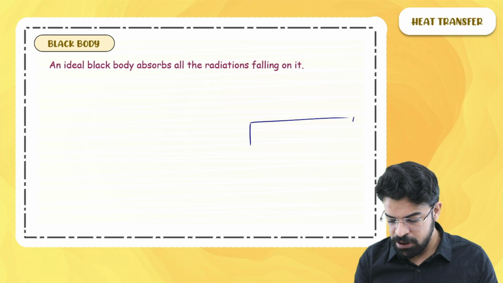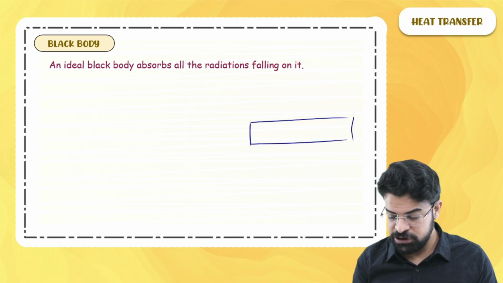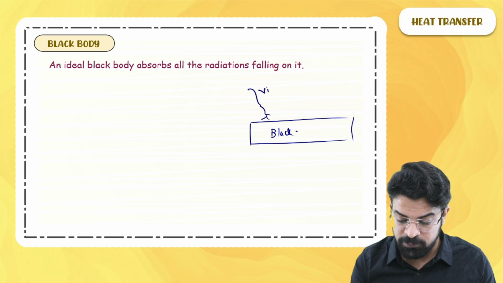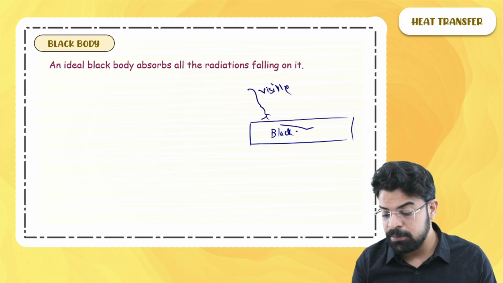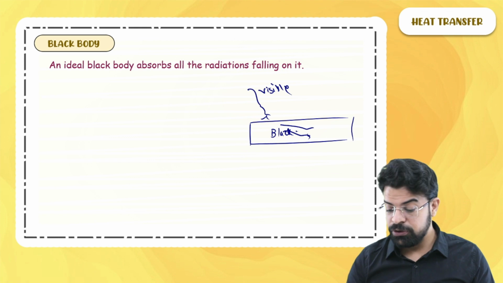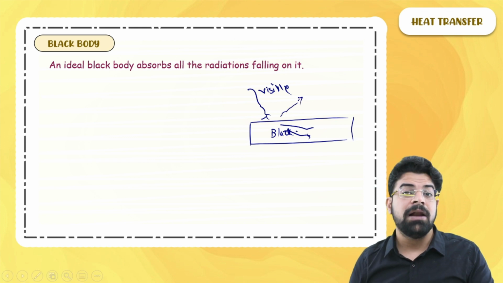Because, sir, see, if you are wearing this shirt and it appears black, it appears black because when visible light falls on it, it absorbs all the visible radiation. So none of the visible radiation is reflected.